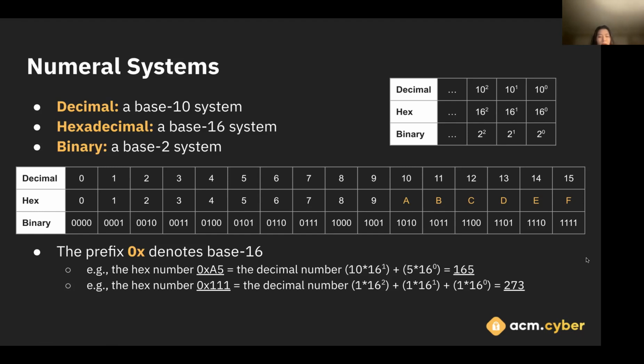In the middle table, you can see a conversion table. You'll notice that hex is pretty similar to decimal, just that 10 through 15 are the letters A through F. The prefix 0x often denotes base 16, so if you see that, you can think of it as a hex number. Two examples are at the bottom. For example, if you had 0x111, you can use the conversion tables on the slides, and if you add everything up, you should get 273 as your decimal number.